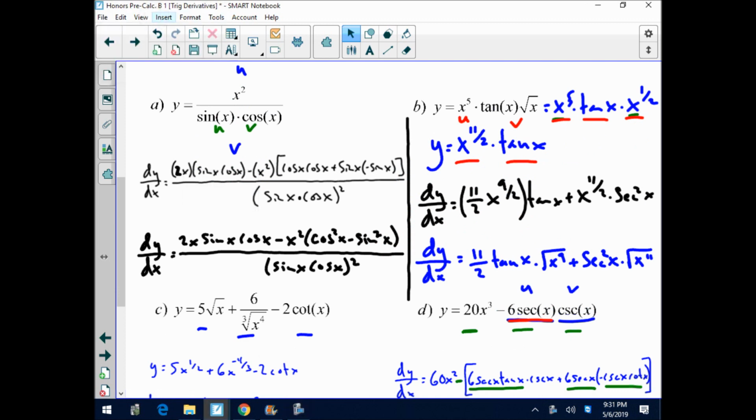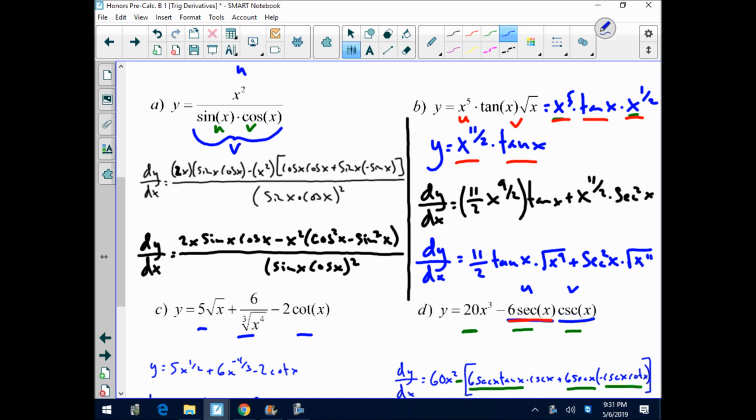All right, guys, so let's talk about these. With our a, we have our quotient rule with our x squared as our u in the numerator and our sine x cosine x as our v in the denominator. And of course, for that b, when we take the derivative there, we're going to have to use the product rule where our sine is our u and our cosine is our v.